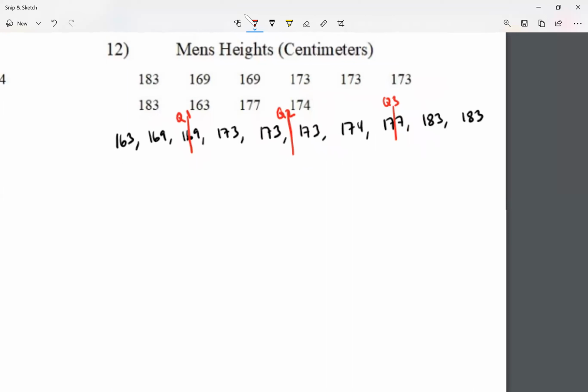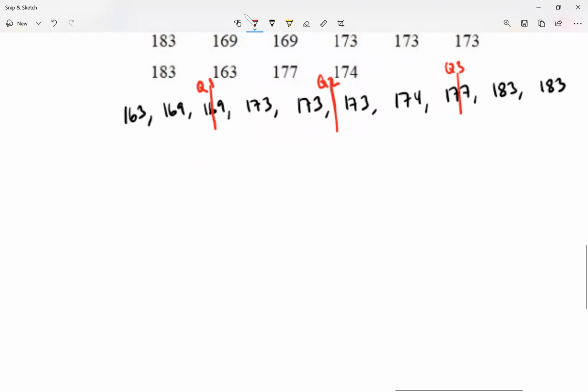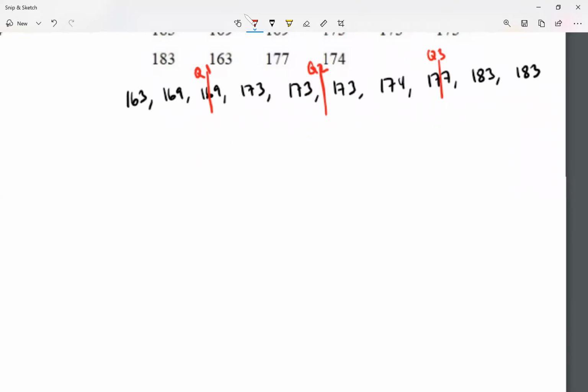So I can give you a list and you can see the minimum value is 163, the maximum value is 183. And you can draw your box and whiskers. But sometimes I might give you a list instead. We can find on our list, our minimum is 163, the smallest number.